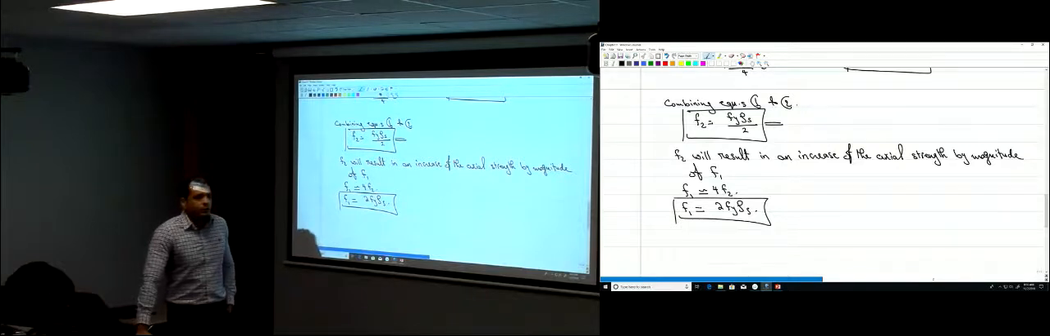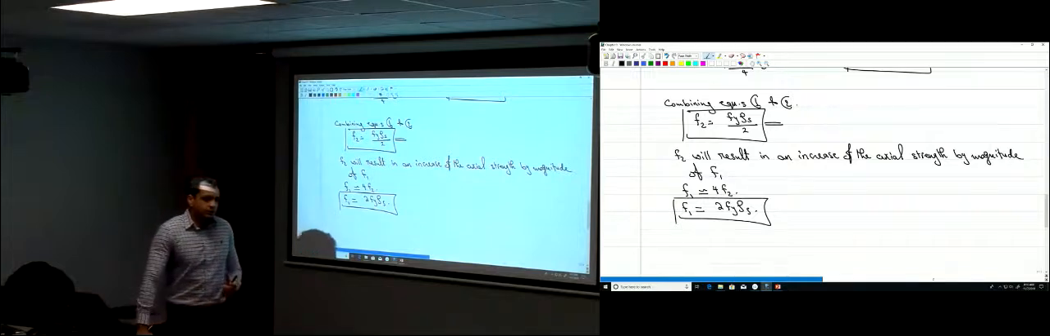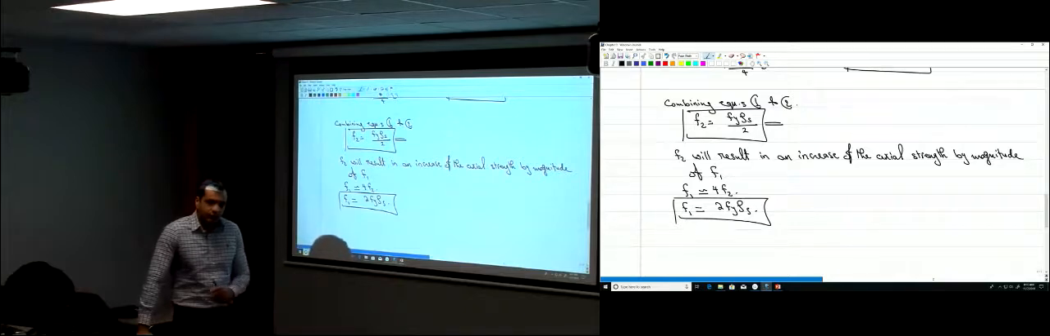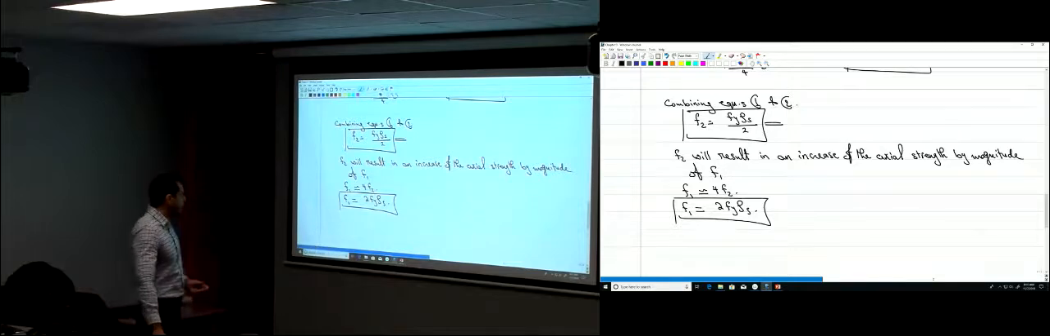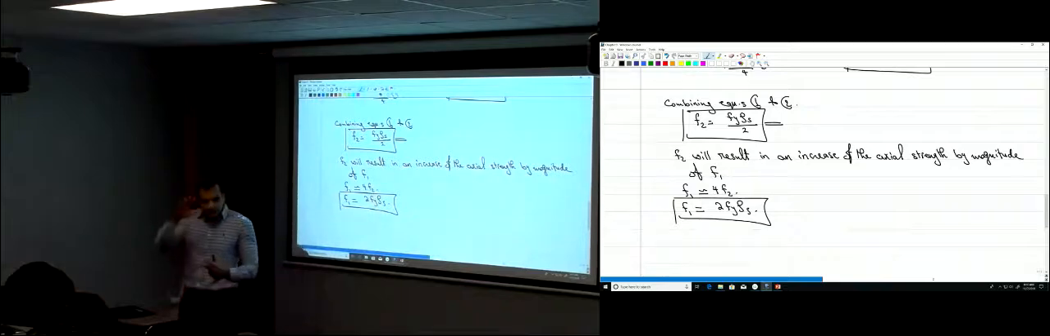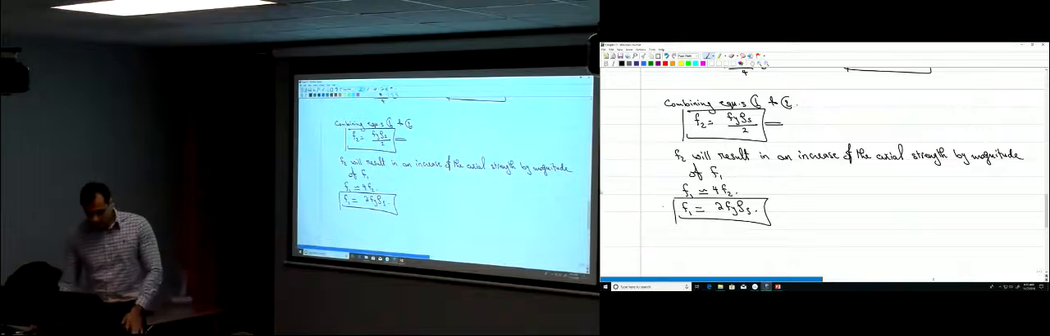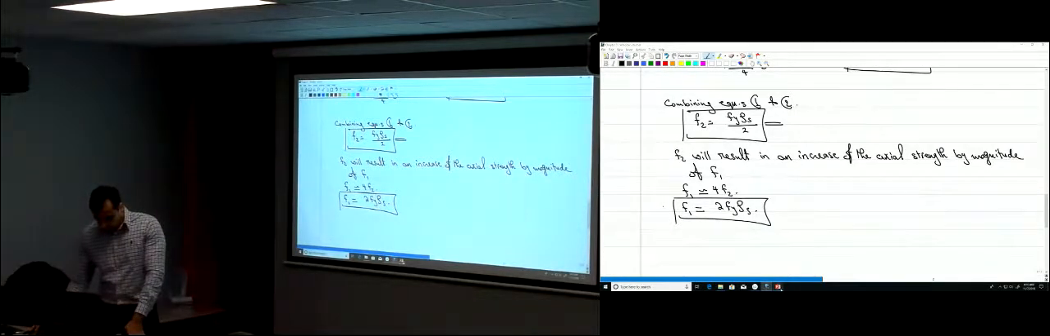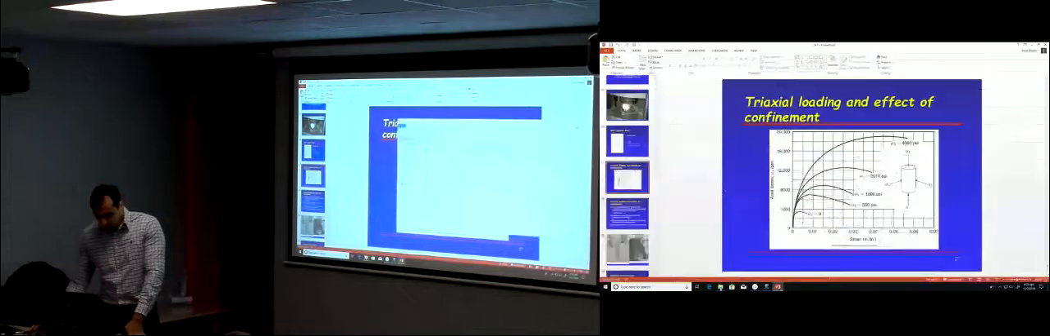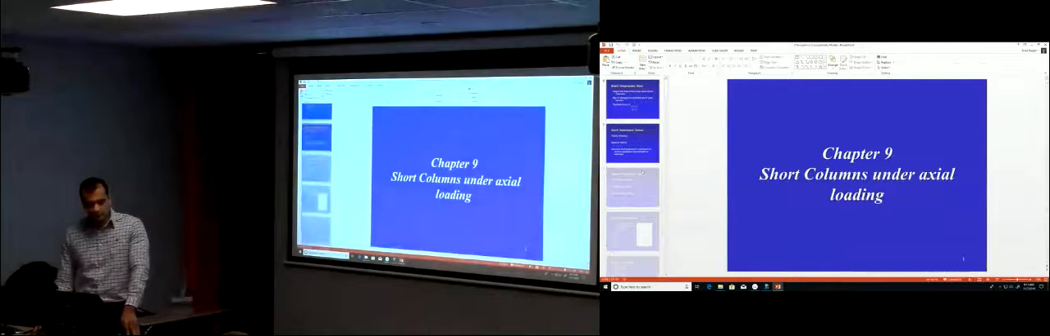Okay. Now, the design philosophy for spiral columns is different from the design philosophy of tied columns. The ACI code requires that when you have a spiral column, you make use of that confinement stress, that added strength. So let's see here. Let me open this slide for chapter 9.